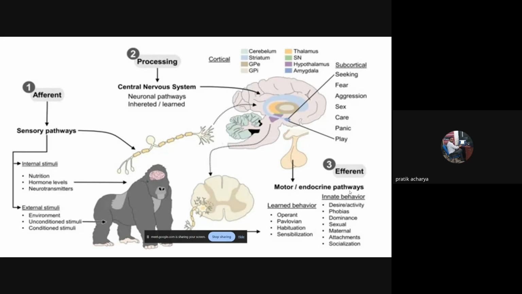So this is the pictorial presentation. Different brain systems and brain parts are responsible for different kinds of behavior.